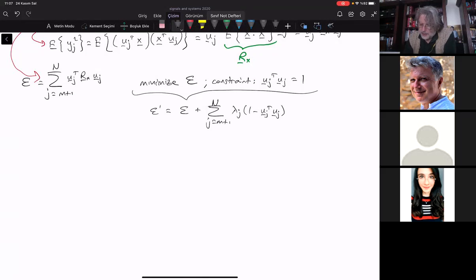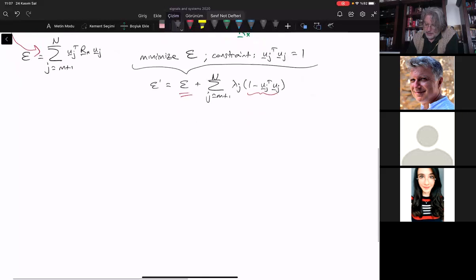1 minus uj transpose uj, I want to make 0. And I don't put uj transpose uj minus 1 because this term, epsilon, is already trying to reduce the values of uj. So when you reduce the value of uj, this part, 1 minus uj transpose uj, starts becoming positive already. And the minimum that I can attain is by increasing their values and making them have a norm of 1. So this is how I construct the Lagrange multiplier.